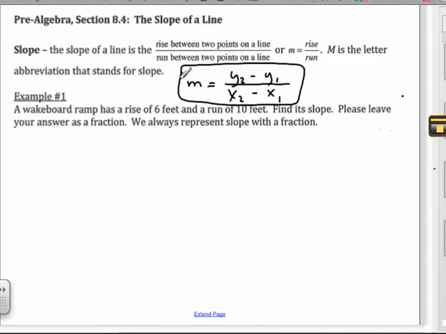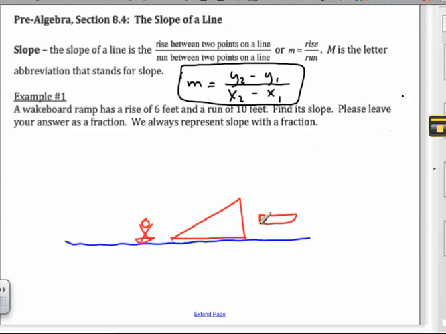It says a wakeboard ramp has a rise of 6 feet and a run of 10 feet. Well, let me draw my picture. Here's the water. Here's the wakeboard ramp. Oh, I don't like that picture. Let's try this one. Here's the wakeboard ramp. That's a little better. Here's Will Keenan on his wakeboard. Here's the boat way off in the distance. There's a line going to him, and he's holding on to it, and he's going to go up and jump on the wakeboard. Nice job, Will.